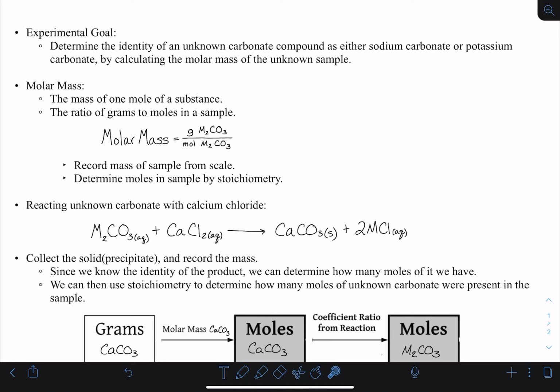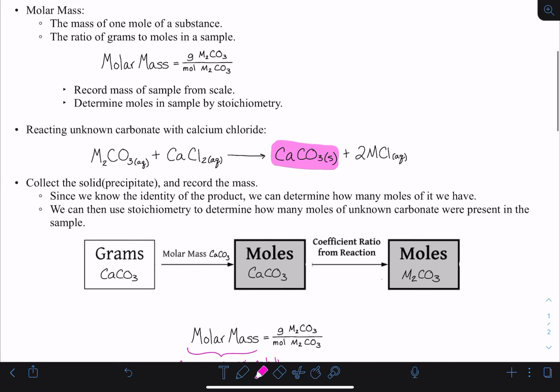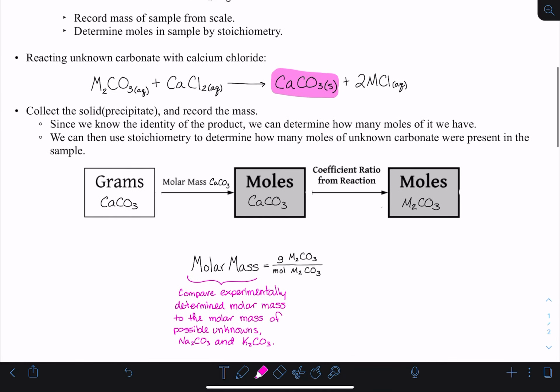When those 2 things react, you get 2 different products, one of which stays dissolved, but the other one, the calcium carbonate, does what we call precipitates and turns into a solid. And that solid is something that we'll be able to collect and weigh and use to do our calculations with. So once that solid is produced, we can collect it and record the mass.